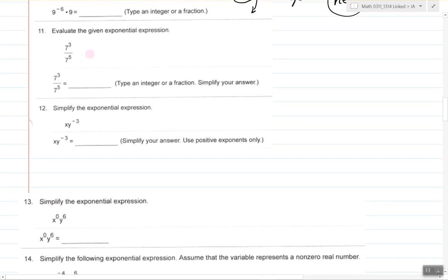On this one, power rule, no. Product rule, no. Quotient rule, yes. So the quotient rule says keep the base, take the numerator's exponent, subtract the denominator's exponent. That gives me 7 to the negative 2. Well, I ended up with a negative exponent, so now I will use the negative exponent rule, which is the move me rule. That gives me 1 over 7 squared. It did not say leave it in exponent notation, so I'm going to write this as 1 over 49.